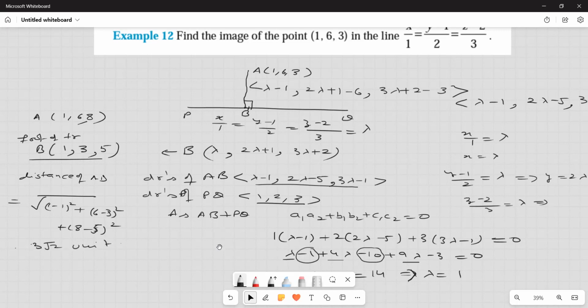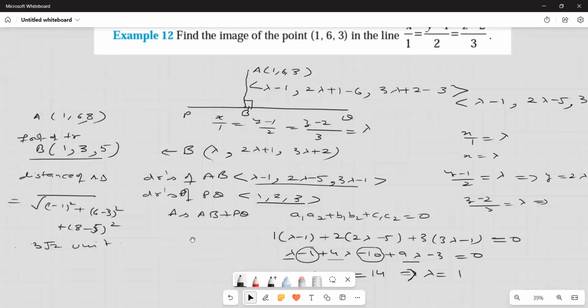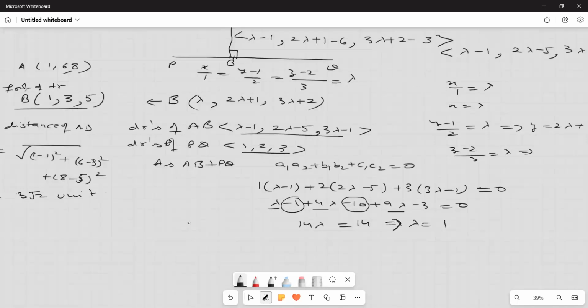Now come to the main question: find the image of A in PQ. If I take this as point A, this is your PQ, and the image will be here. Suppose C is the image. Isn't B the midpoint of AC? If I draw a line AC, then isn't point B the midpoint of A and C? Because the image in a plane mirror is always at the same distance from the mirror as the object is.